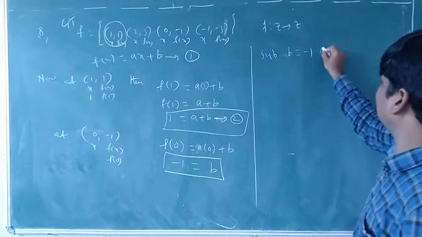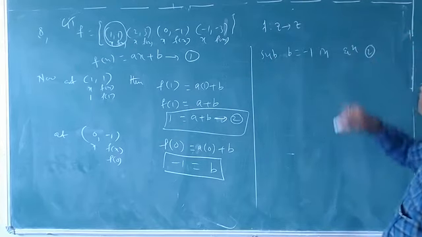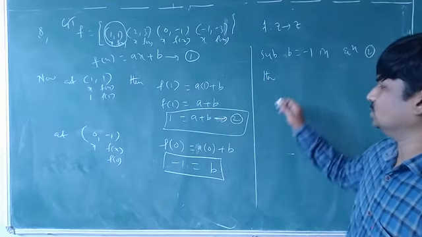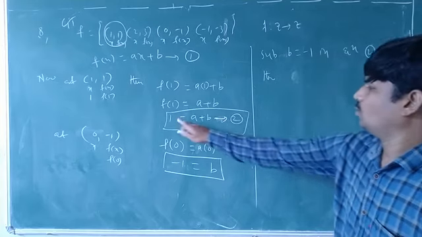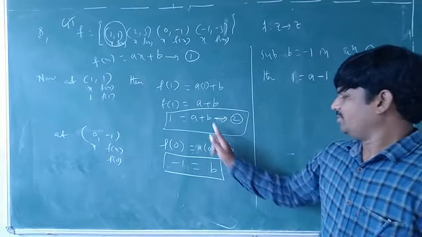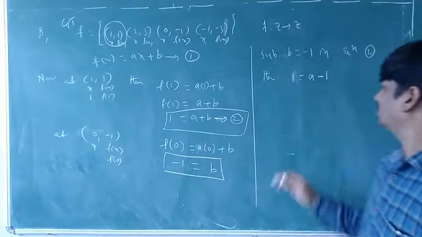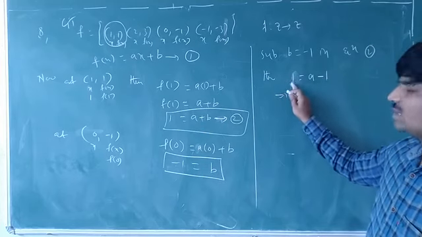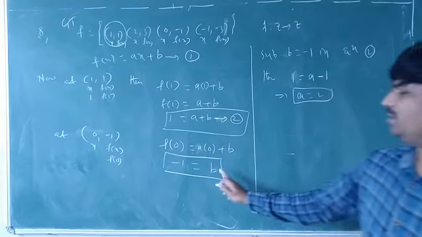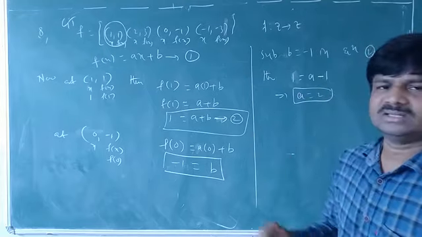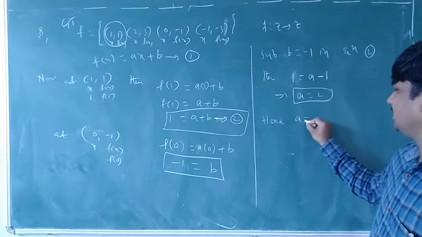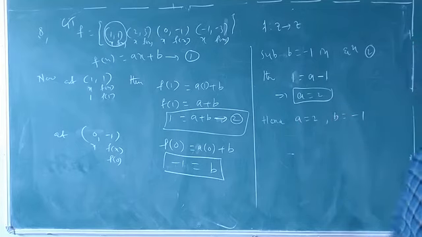Substitute b is equal to minus 1 in equation 2. Then what will we get? 1 is equal to a minus 1. Transfer this minus 1 to this side, it becomes plus 1. 1 plus 1 is 2. So a is equal to 2. So a value is 2 and b value is minus 1. Hence a is equal to 2, b is equal to minus 1.